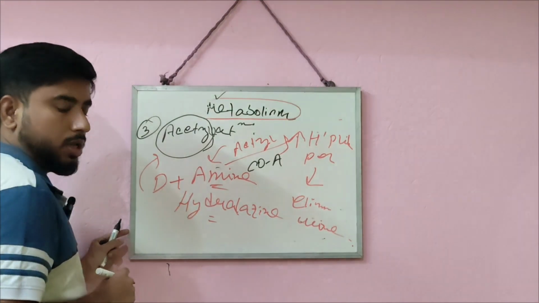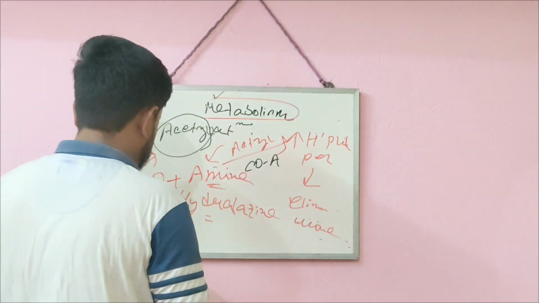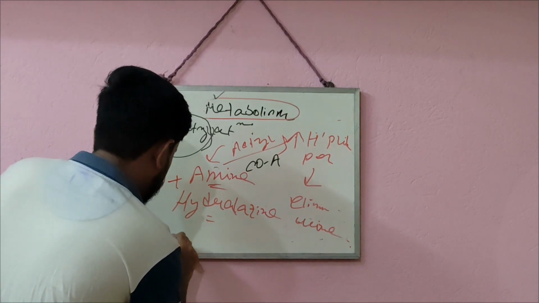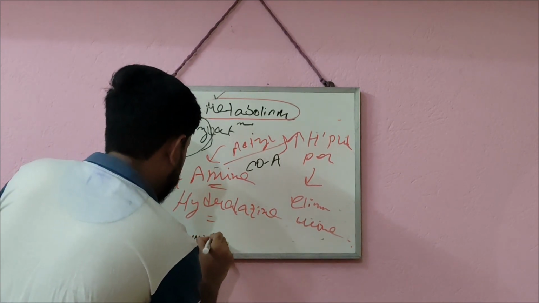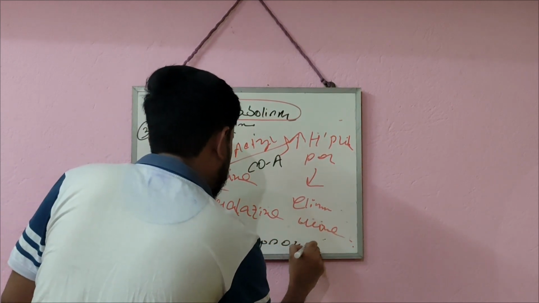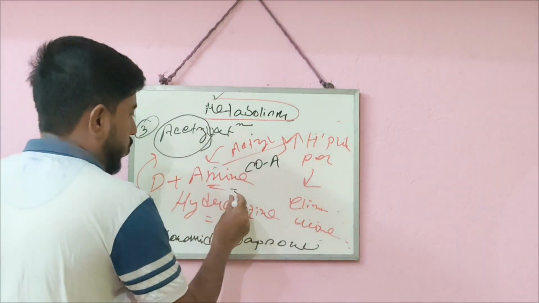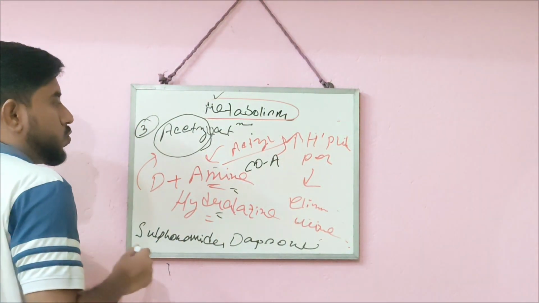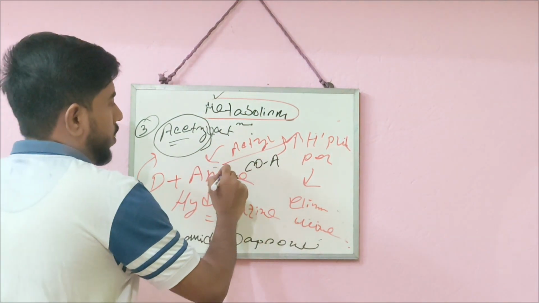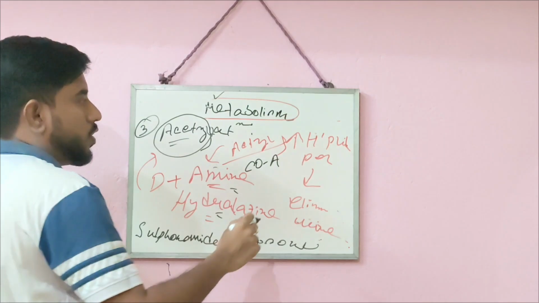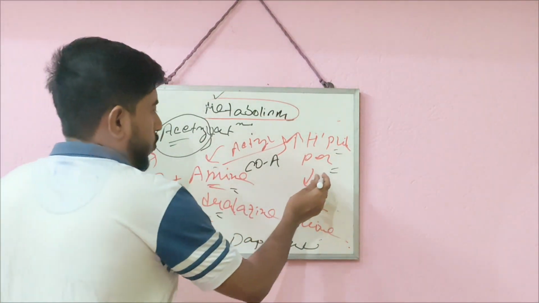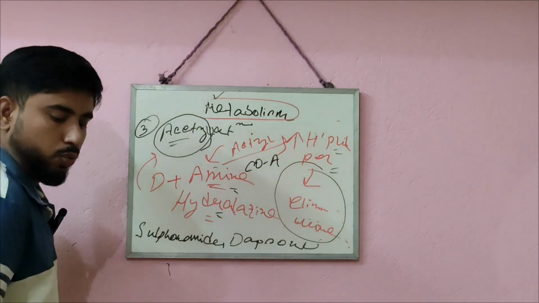The drugs which are generally metabolized by this process are sulfonamides, which are antibacterial, then dapsone. All these drugs contain an amino group or hydrazine group and go through metabolism by the acetylation process. In that, an acetyl group will add in the presence of acetyl coenzyme A and convert the drug into a more hydrophilic or polar drug, which can easily be eliminated through urine.